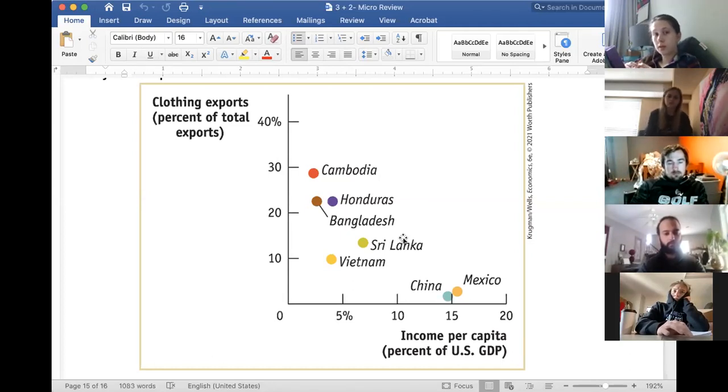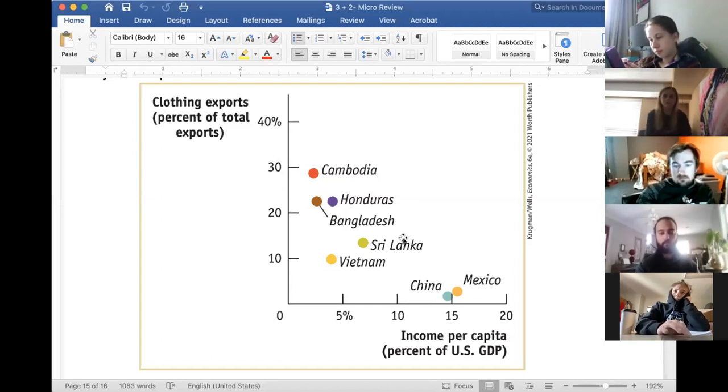For instance, Cambodia, a relatively poor country, has very little chance to compete on the global computer market, but it has a good opportunity to compete in the global clothing market, right? Same for countries like Honduras and Bangladesh.